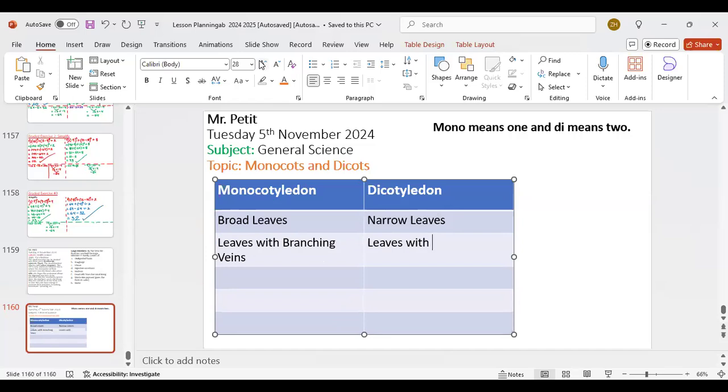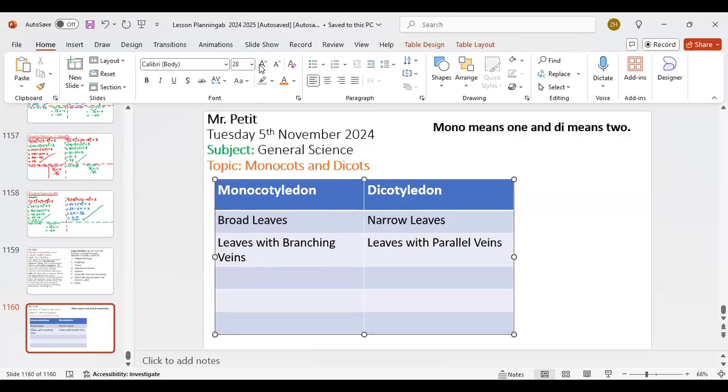No, what type of veins do dicotyledons have? Parallel. Who said that? Yeah, very good. Parallel veins. All right. So monocotyledon have leaves with branching veins. Dicotyledon have leaves with parallel veins. All right.